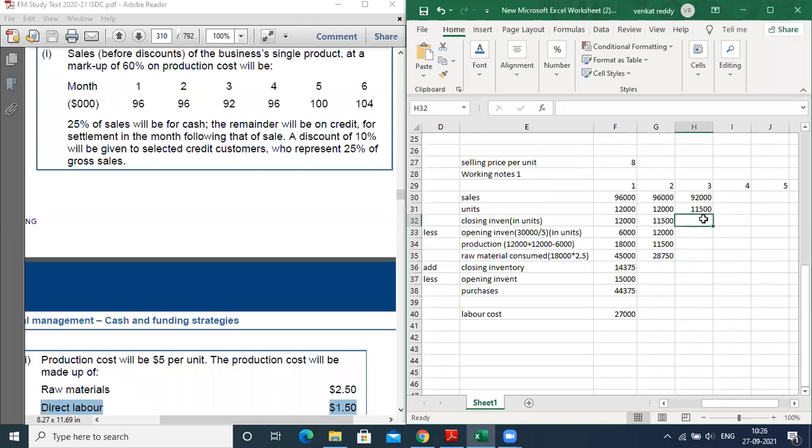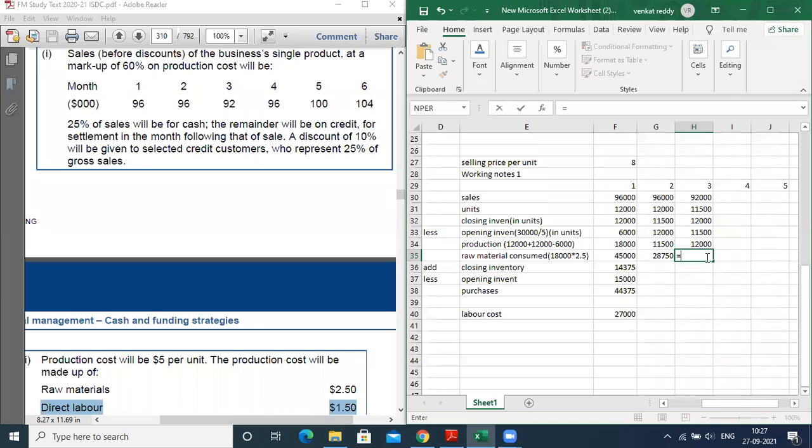12,000. Very good. So I hope it is clear. Because for calculating the third month closing inventory, we consider the fourth month. So 96 divided by 8. Then opening inventory. What will be the opening inventory? This is very simple. Last year closing will be the current year opening, so it will be 11,500. So the total production will be 11,500 plus 12,000 minus 11,500. So the total production units will be 12,000, right?